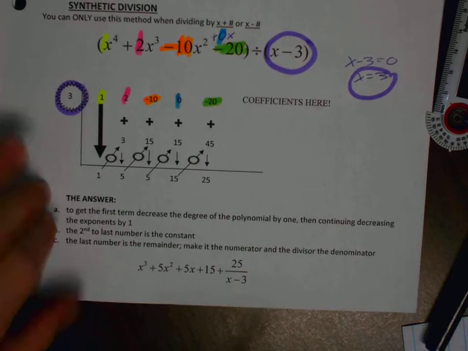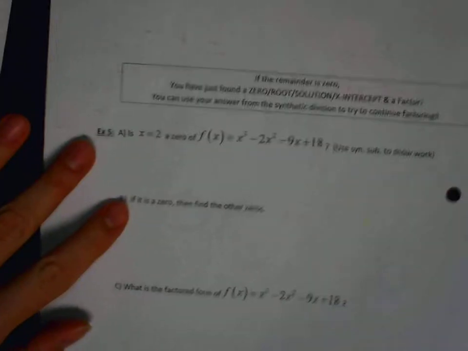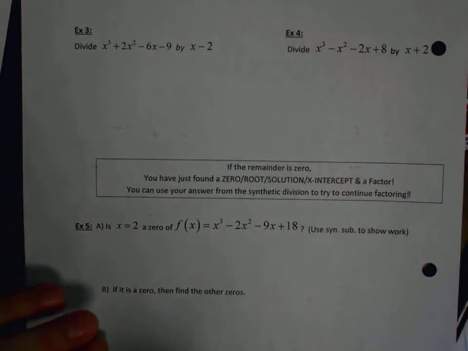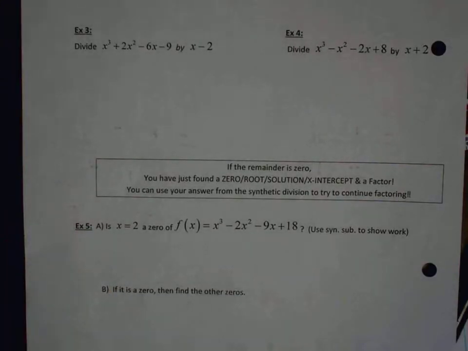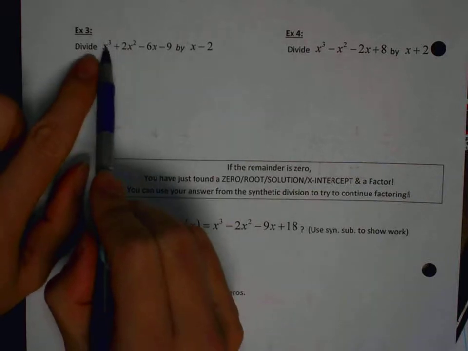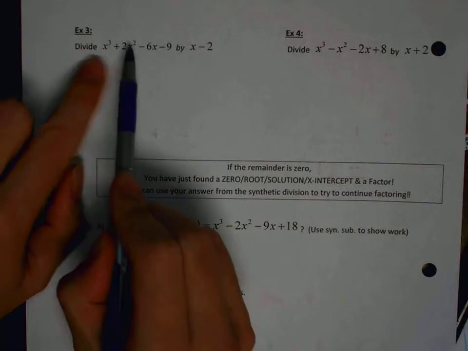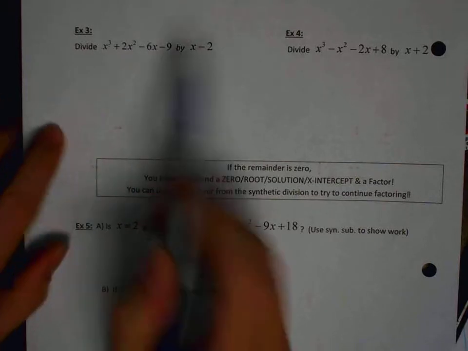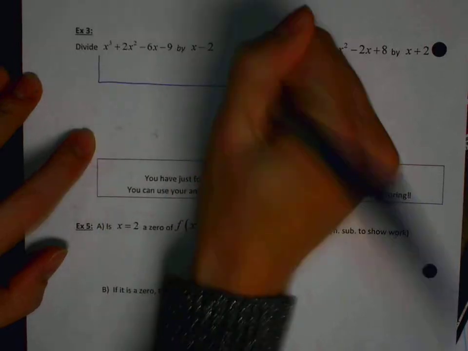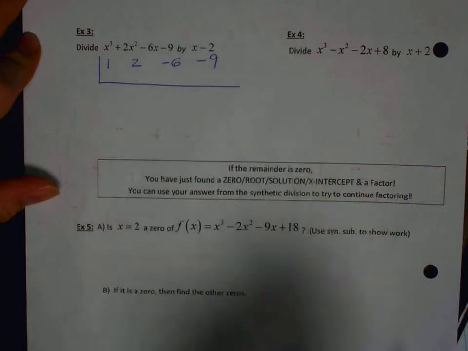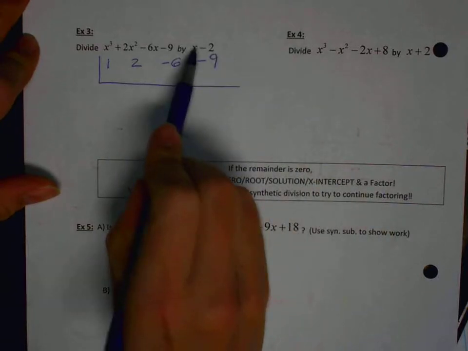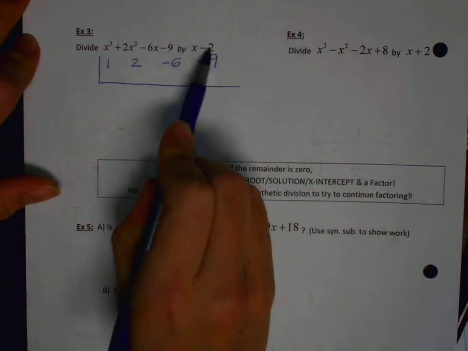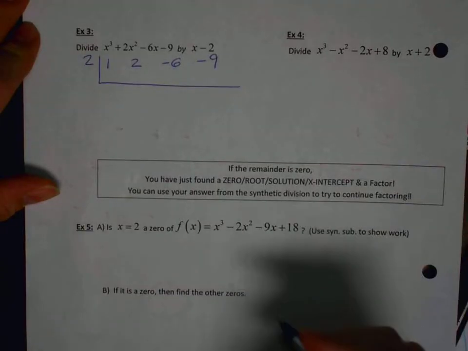So let's do one together. Divide x cubed plus 2x squared minus 6x minus 9 by x minus 2. First of all, check, make sure you have all your terms. If my highest is x to the 3rd, there needs to be x squared, x, and a constant, and there are. So all my coefficients, 1, 2, negative 6, negative 9 get written there. If I solve x minus 2 for x, when I set it equal to 0, I get 2. That goes there.